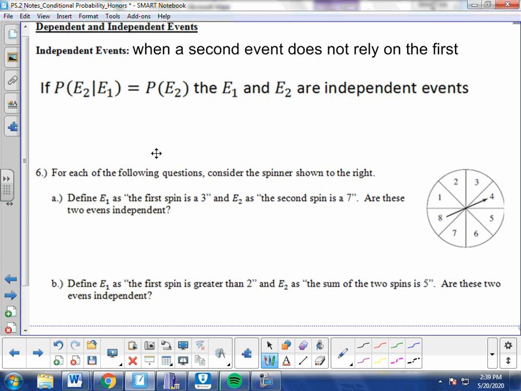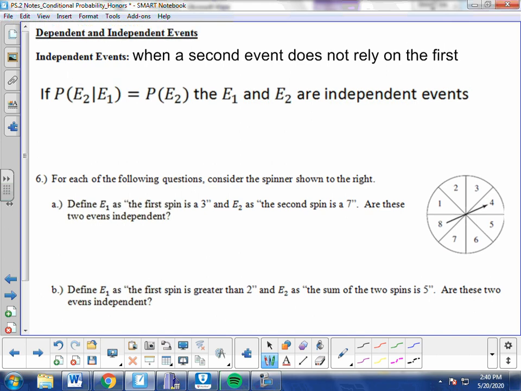So for problem number 6, let's take a look at using the spinner shown here to the right. If you have the notes packets, it's in there. If not, notice that it's got 8 sections, and each of those sections should be congruent. So in A, it says define event 1 as the first spin is a 3, and the second spin is a 7. Event 2 is the second spin is a 7. Are these two events independent?